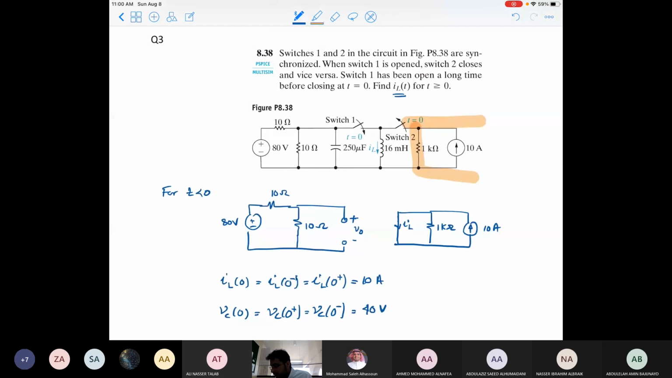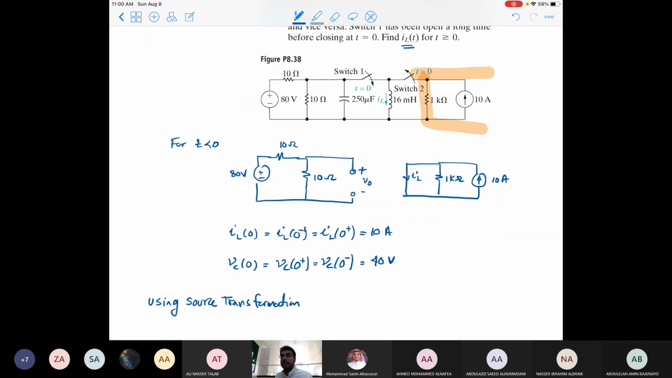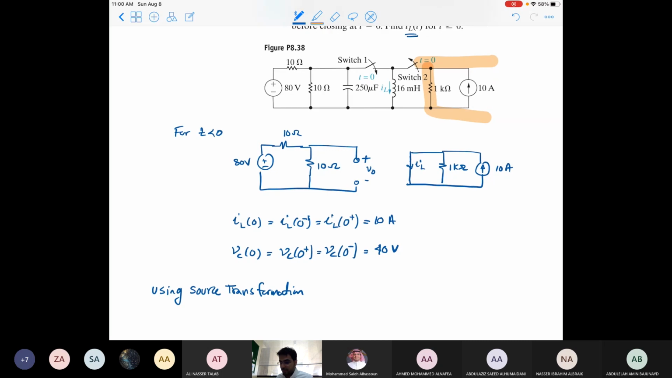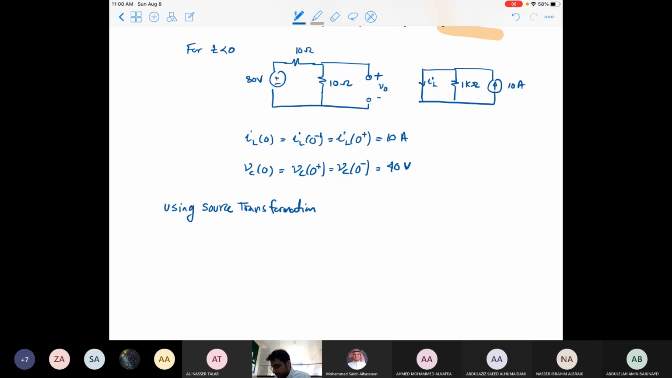So I have 80 volts in series with 10 ohm resistor. So 80 divided by 10 is 8. So the current is going to be 8 ampere. Then I will have 10 ohm resistor. This one is going to be in parallel with 10 ohm resistor. So the parallel combination will be 5. So I will have the following circuit.